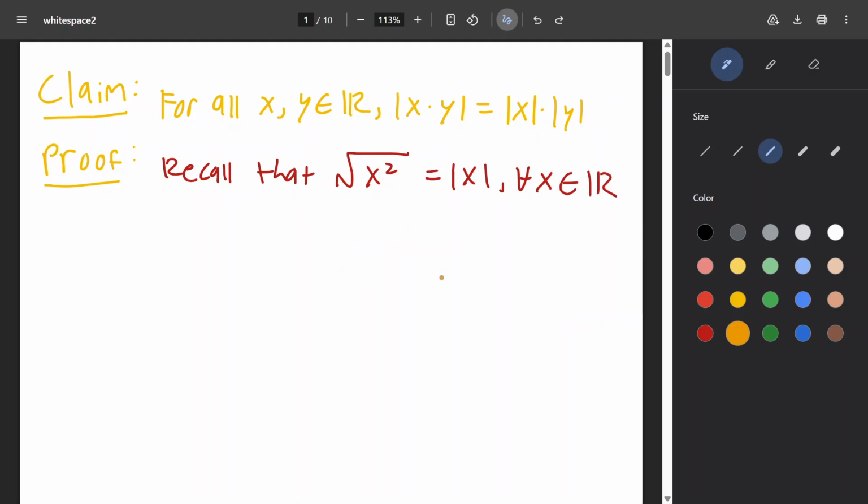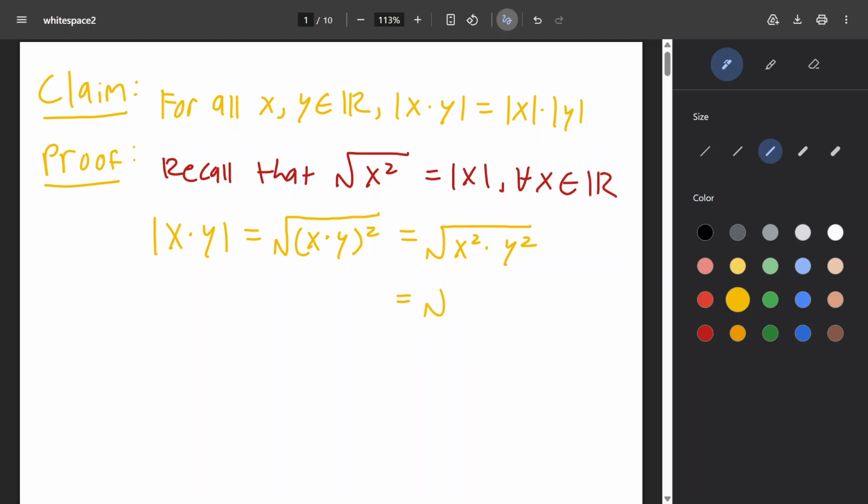Let's continue with the proof. So let's examine the absolute value of x times y. Okay, well, using our definition here, we know that x times y is just a real number. So we can apply this definition. This is equal to the square root of x times y squared. Using our properties of exponents, we know that this is equivalent to the square root of x squared times y squared.